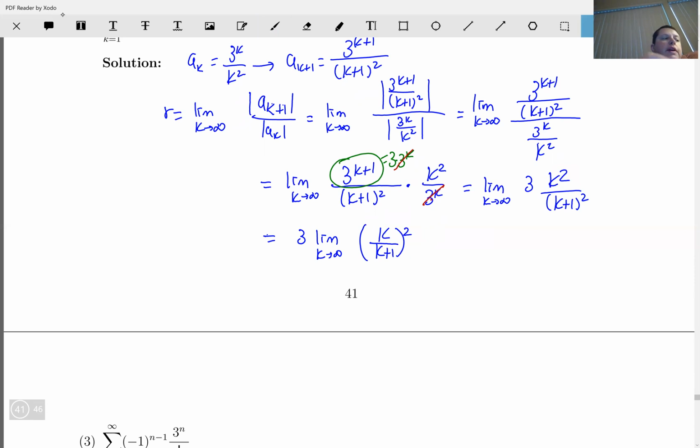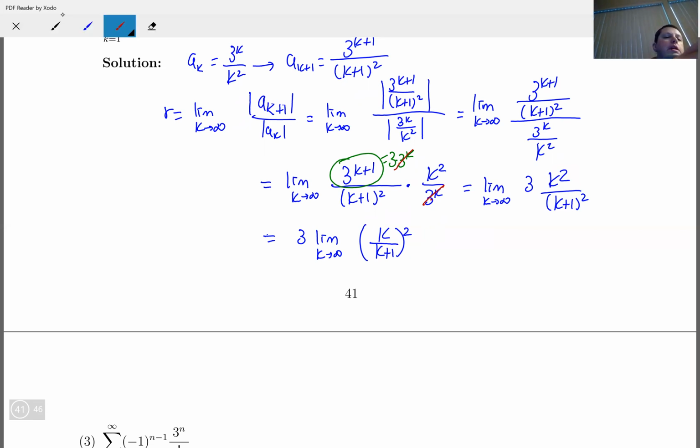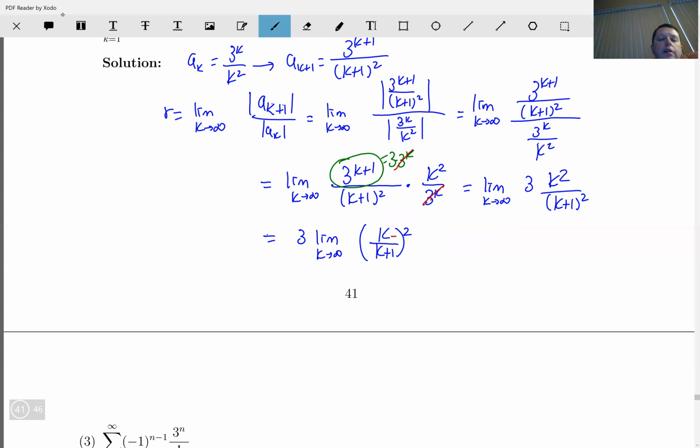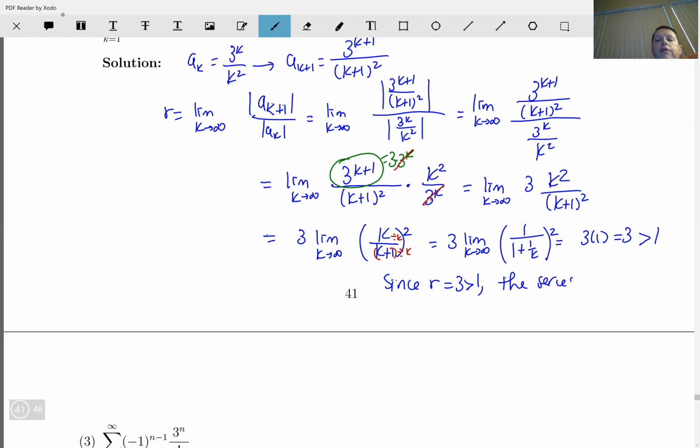And you know how we always divide the numerator and the denominator. Divide by k inside the square root. We can write this as 3 times the limit as k goes to infinity of 1 over 1 plus 1 over k squared, which is just going to give us 3 times 1, which is 3, which is bigger than 1. So since r is larger than 1, that tells me that the series diverges. So we have a divergent series this time.